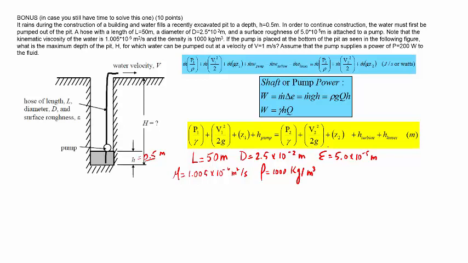cubic meter. If the pump is placed at the bottom of the pit as seen in the following figure, what is the maximum depth of the pit H for which water can be pumped out at a velocity? So we have here a velocity of 1 meter per second. Assume that the pump supplies a power, so for the pump, of 200 watts.